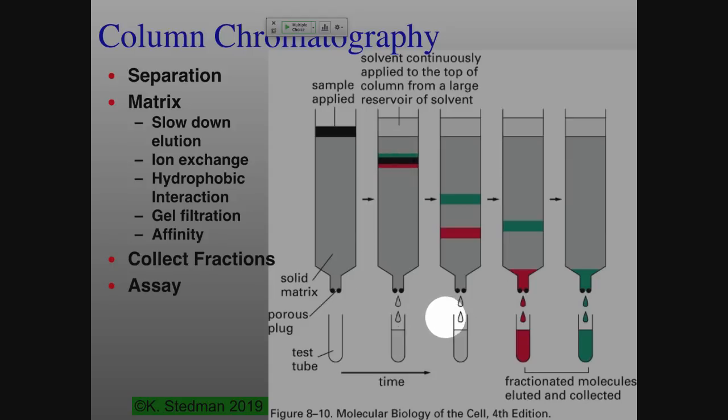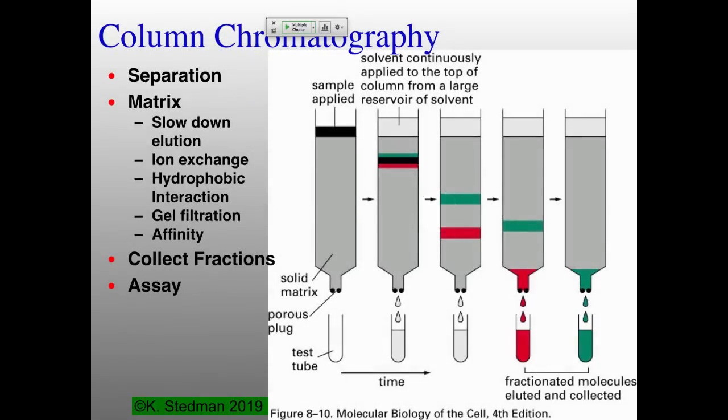Here's this sample you put on the top. You now let your sample move through the column, and hopefully the green will get separated from the red because the red is interacting less with the matrix than the green is. And eventually, when you get to the bottom, these things are all flowing through this column, through the matrix. The red comes out first, and the green comes out later.